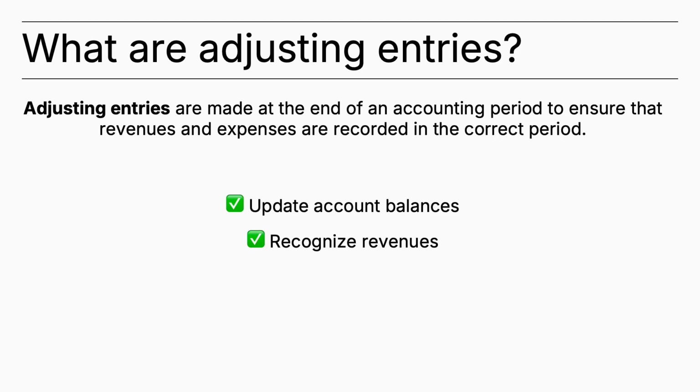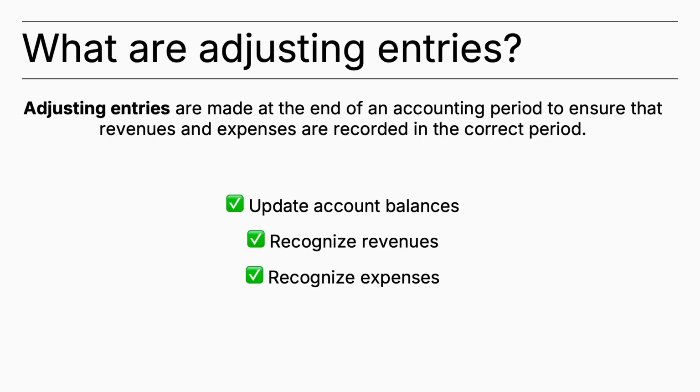Without adjusting entries, some revenues may be missing, so we need to recognize revenue in the correct accounting period. Additionally, some expenses may be recorded incorrectly, so we need to recognize expense properly by adjusting them. Adjusting entries ensure that both revenues and expenses are recognized in the period in which they actually occur. Think of adjusting entries as the final updates that help ensure the accounting records are complete and accurate.